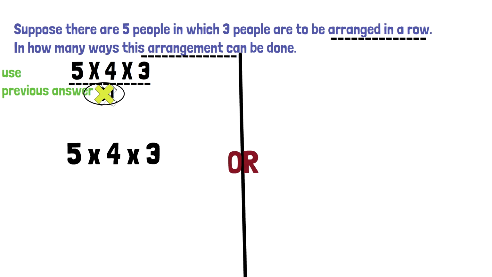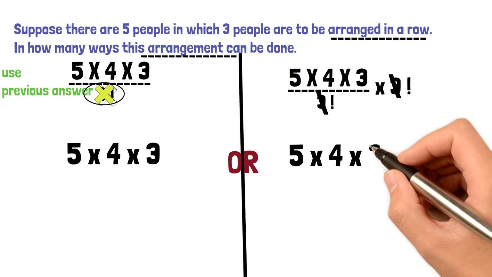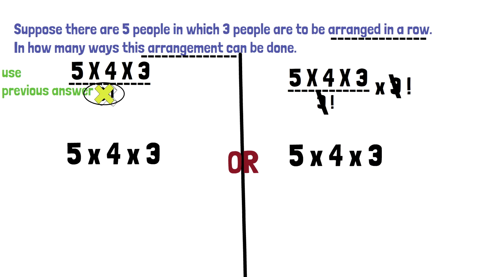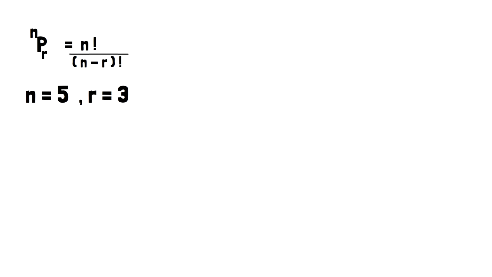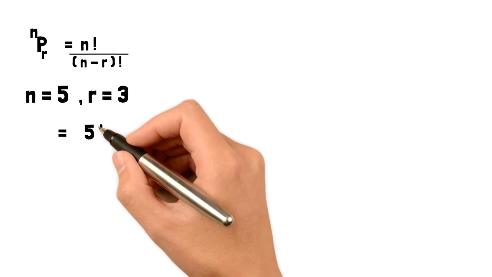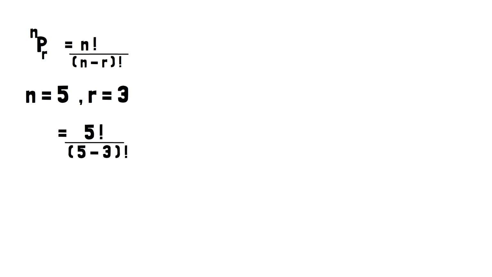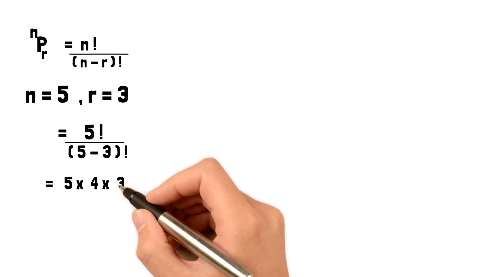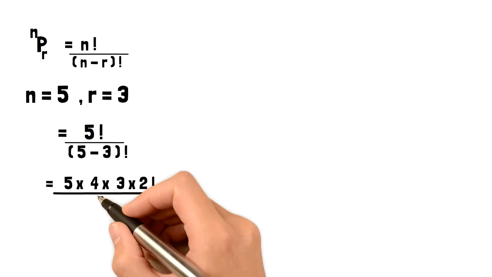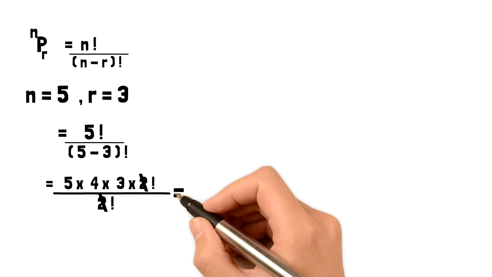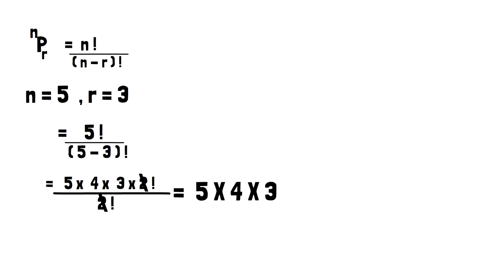Or we can say that we can multiply the order of arrangement with the combination answer. Yes, if we multiply by 3 factorial, that is the arrangement, we get the same answer. And this is what we call permutation. Now let's check this answer with the help of the formula. nPr, n is 5, r is 3. Now put that in: 5 factorial divided by (5 minus 3) factorial. That's equal to 5 times 4 times 3 times 2 factorial divided by 2 factorial. Numerator and denominator 2 factorial will cancel, and it's 5 times 4 times 3.